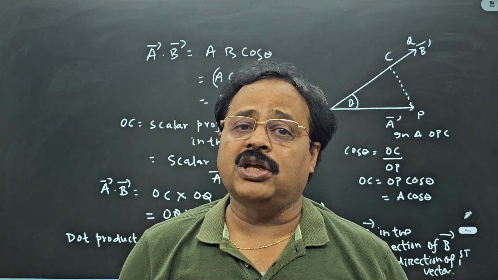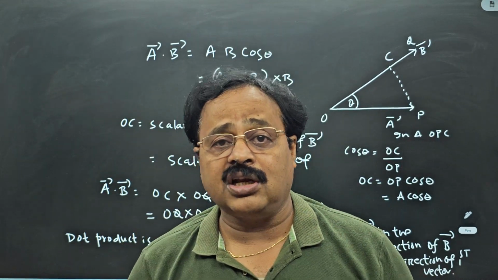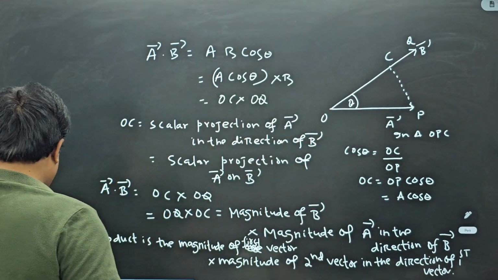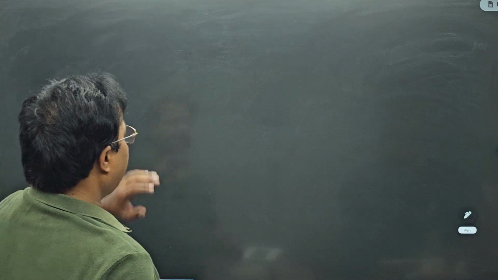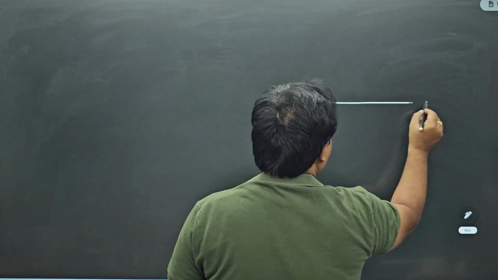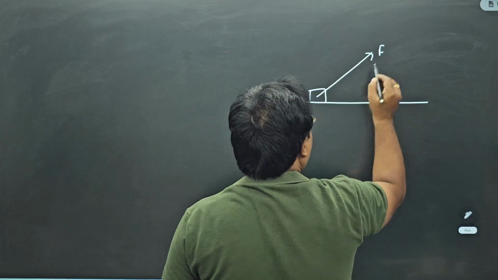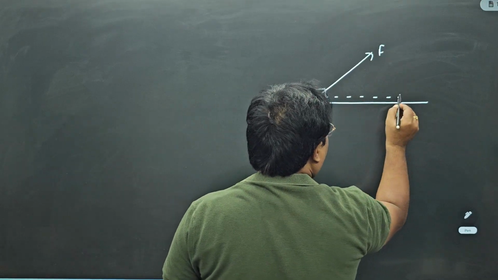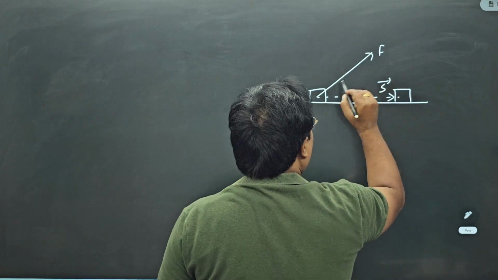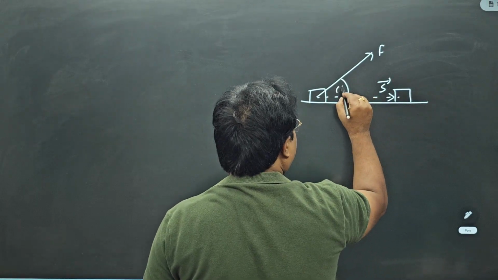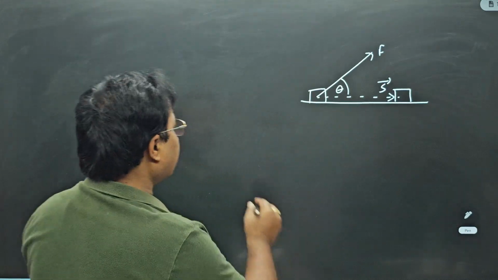How do we find work done, my dear students? We have already read in our school career in class 10 how we found the expression for work done. Let me explain. Suppose there is a body here and we apply a force F, and because of this force the body moves through a displacement S. This is the displacement S vector. The force vector makes an angle of theta with the S vector. What is work done?